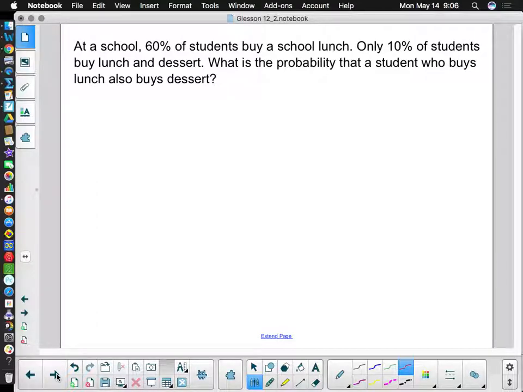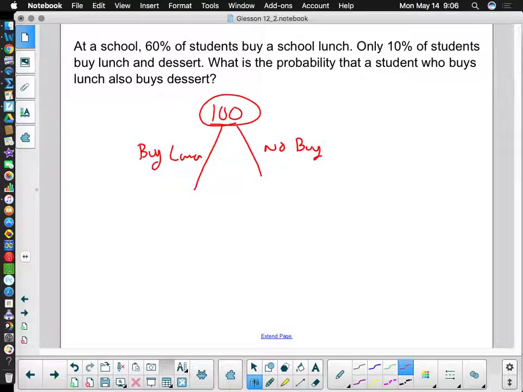This one can be solved in kind of an interesting way, because sometimes the formulas get interesting. But let's say we have 100 students in the school. So we're going to make a little tree out of this. We have 100 students. Some students buy a lunch and some students don't buy lunch. How many of them buy lunch? Well, 60% of them do. So 60 go here and 40 go here.